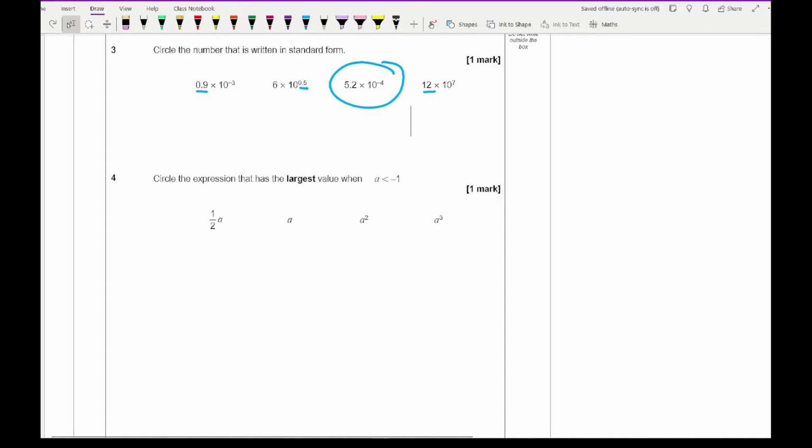Question 4, it says circle the expression that has the largest value when A is less than -1. So let's work out what the smallest number might actually be. So let's imagine that it's -2. So if A equals -2, then this is going to equal -4. This is going to be -2. This is going to be +4, and this is going to be -8. So our correct answer we should have is A cubed.